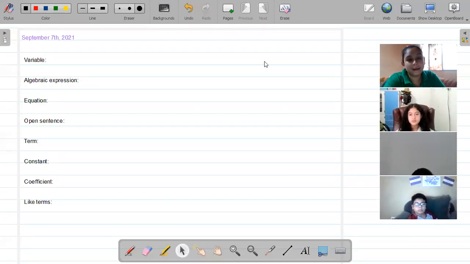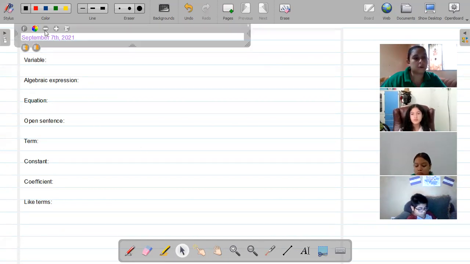Okay, guys, welcome back. Day 2, week 3. Remember to leave an empty space at the top, and then you place the date, which is September 7th, 2021. Okay, so remember you need to place it over here, right corner.